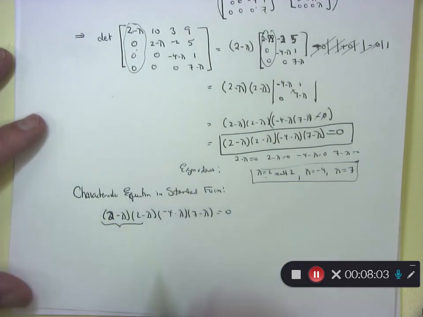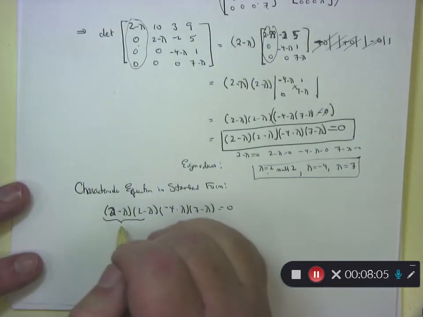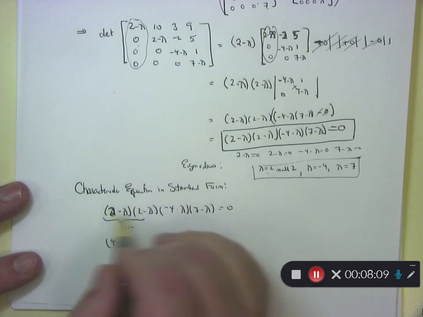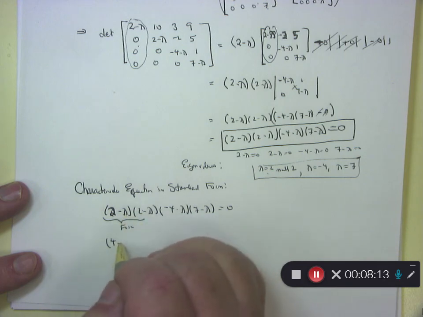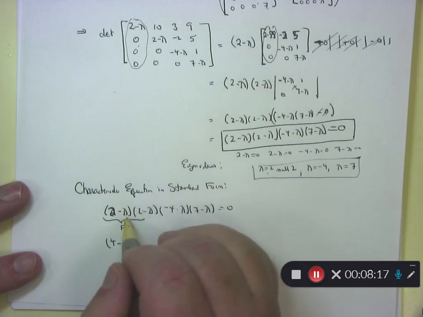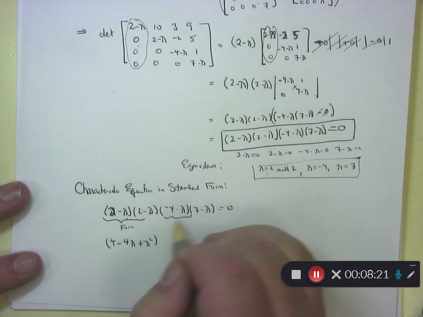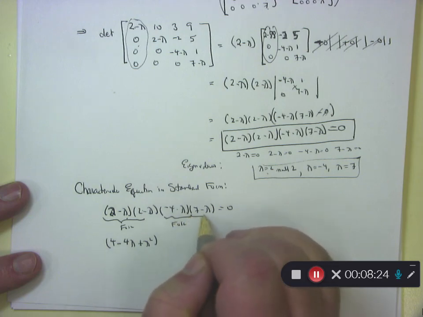I'm going to basically multiply this out, so this would be a FOIL thing here. So 2 times 2 is 4, 2 times minus lambda is negative 2 lambda, negative lambda times 2 is another minus 2 lambda, minus 2 lambda, minus 2 lambda is a minus 4 lambda, and a minus lambda times a minus lambda is a plus a lambda squared. And I would FOIL this part out here, okay?